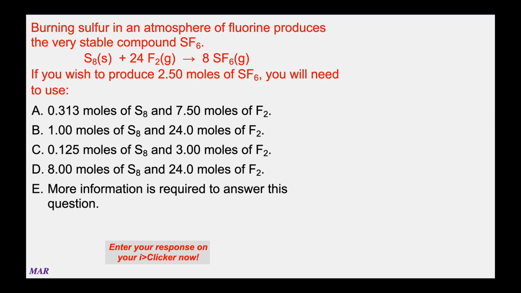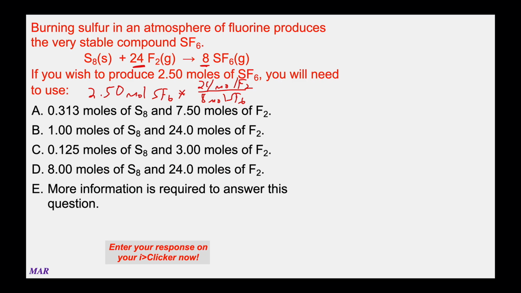So let me show you how to do this. You would start with the given amount, the product that you want, 2.50 moles SF6. And if you wanted to do fluorine, you would use 8 moles SF6 for every 24 moles of F2. And again, these aren't magical numbers here I'm using. They just come directly from the balanced equation, okay?